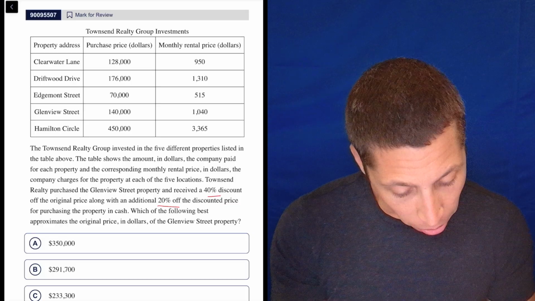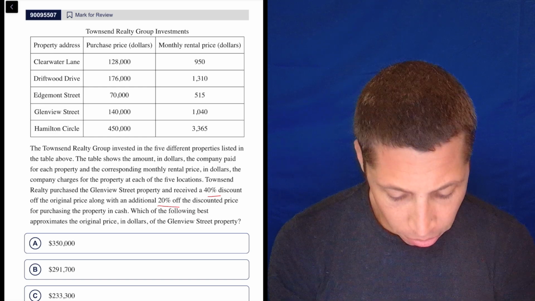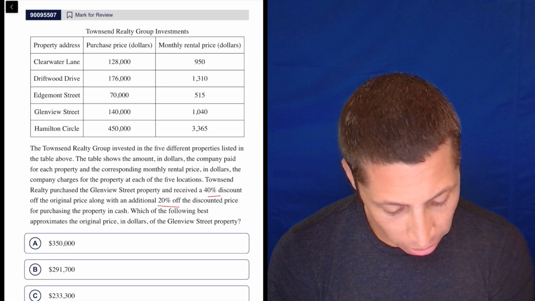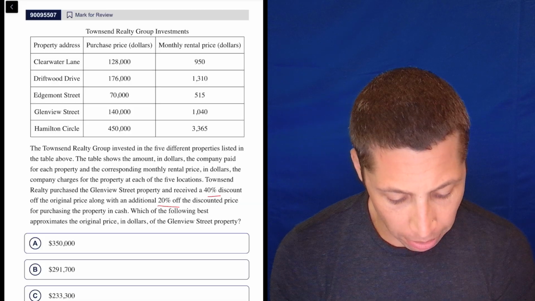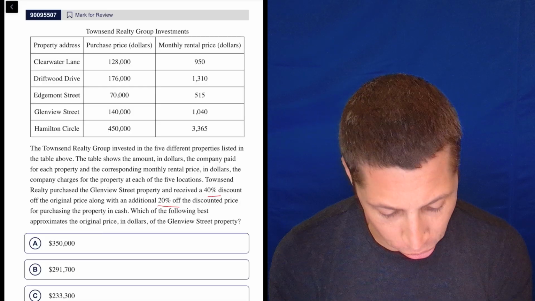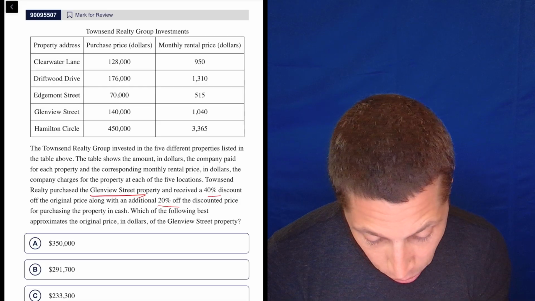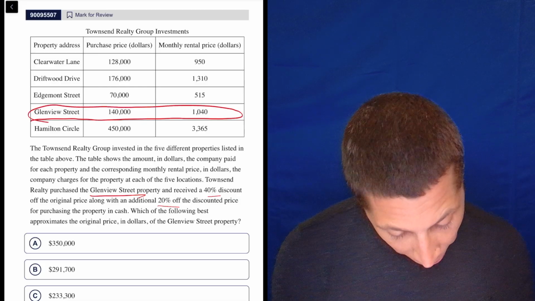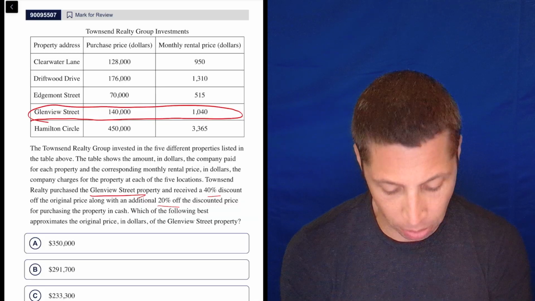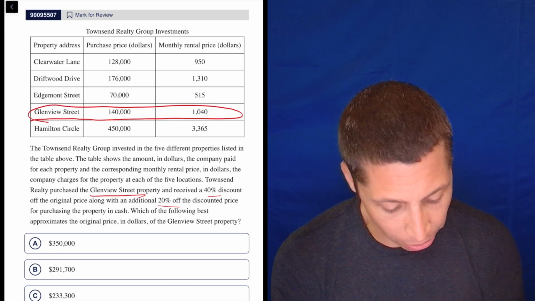So let's be thorough. We've got this chart of properties and purchase prices, rental prices. The Townsend Realty Group invested in the 5 different properties listed in the table above. The table shows the amount in dollars the company paid for each property and the corresponding monthly rental price in dollars the company charges for the property at each of the 5 locations. Townsend Realty purchased the Glenview Street property, and received a 40% discount off the original price, along with an additional 20% off the discounted price for purchasing the property in cash. Which of the following best approximates the original price in dollars of the Glenview Street property?